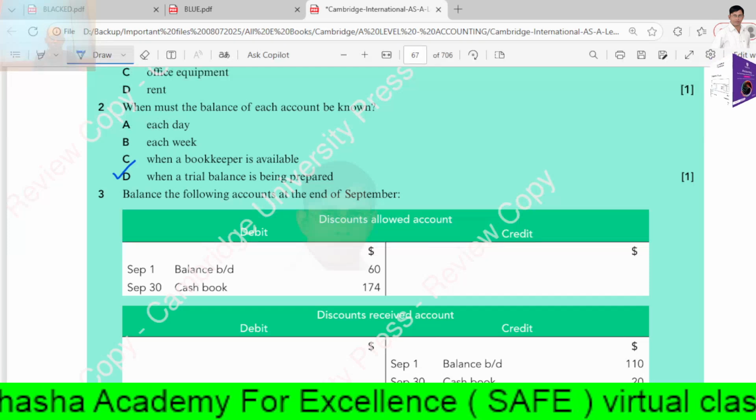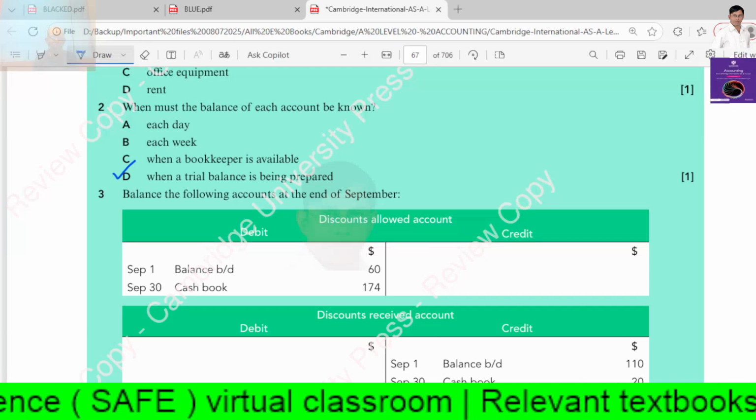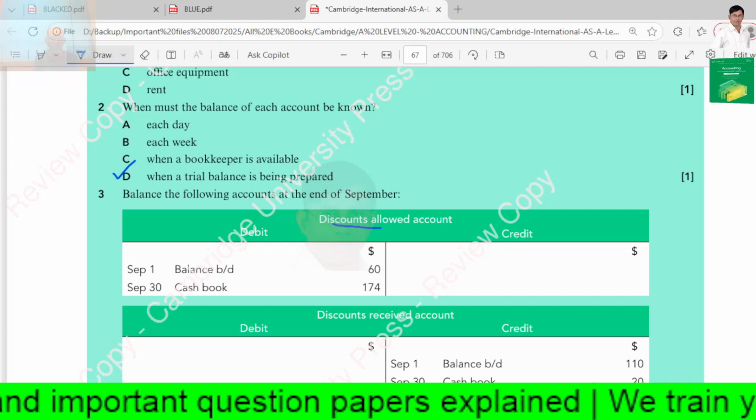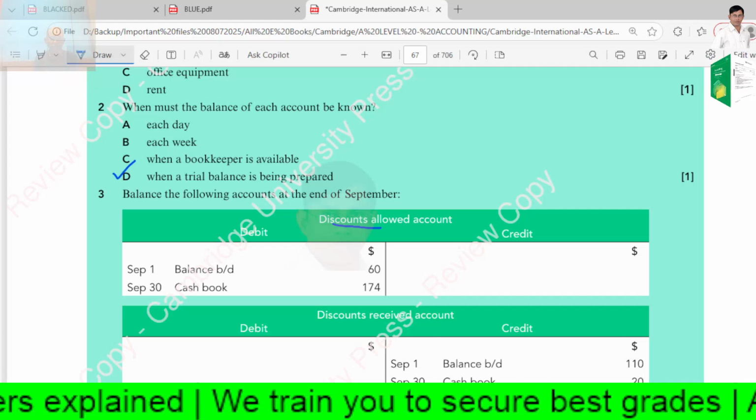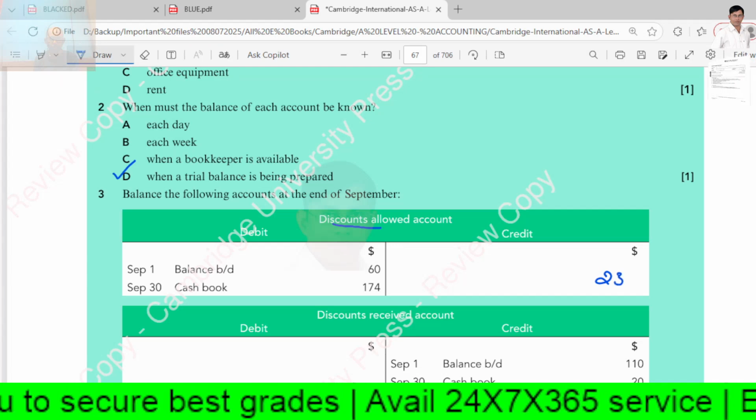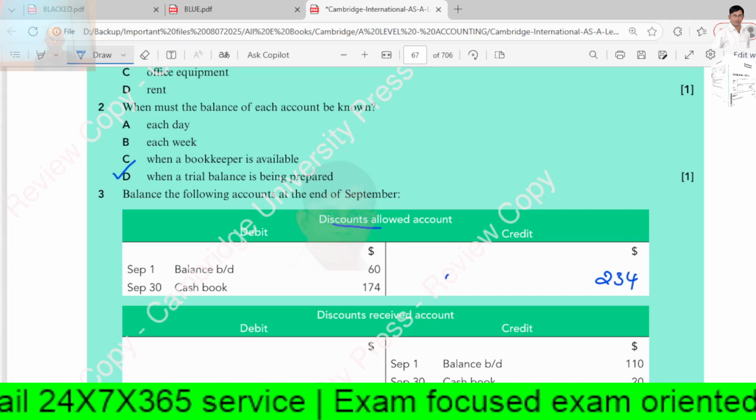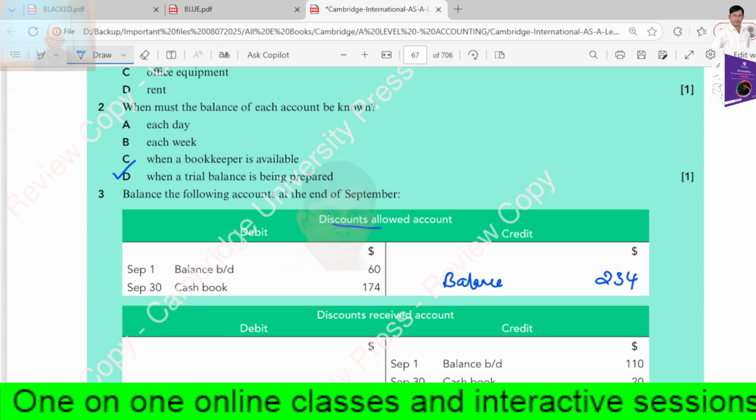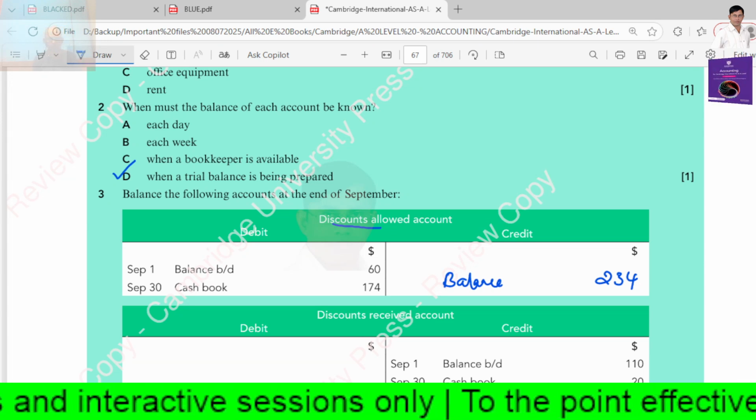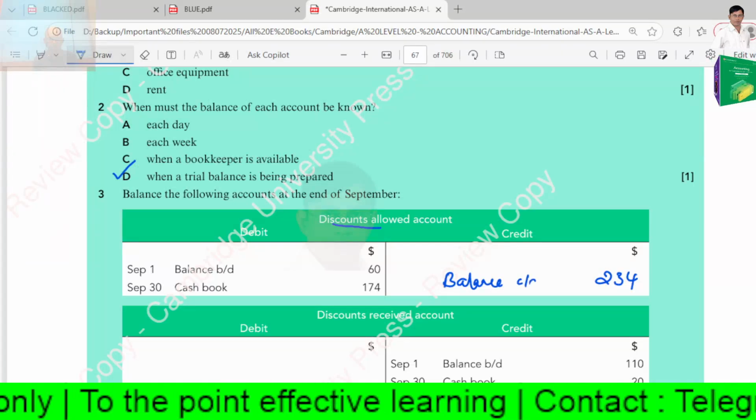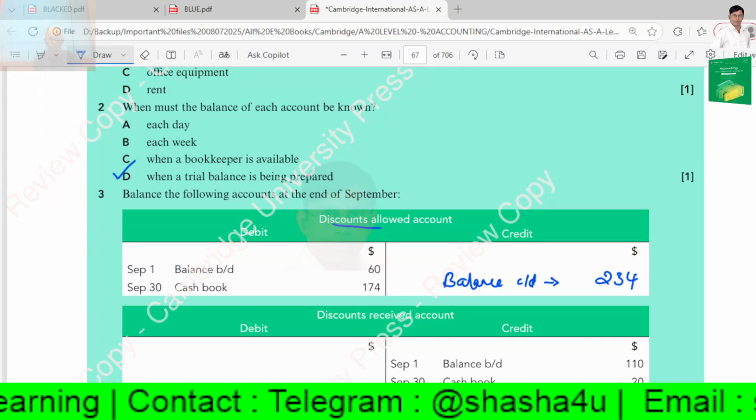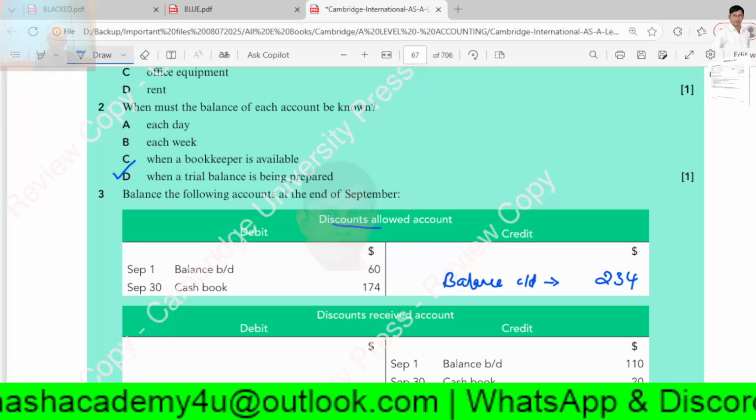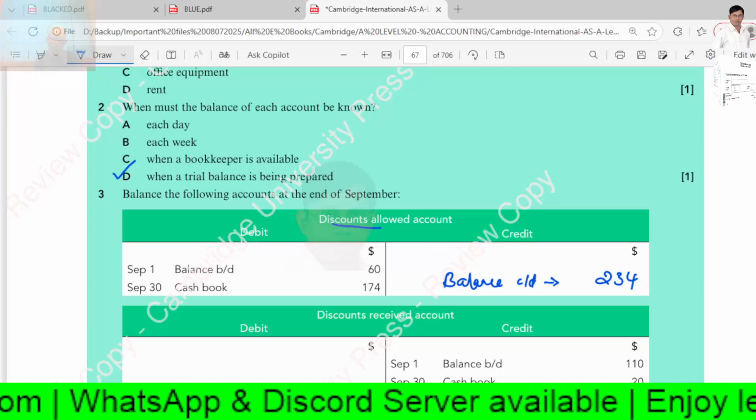Balance the following accounts at the end of September. This is a nominal account, discount allowed. So we have to add it up, and the balance is 234. It will be carried down, but it can be carried forward straight away to the trial balance. So we just put the total and carry forward to the trial balance.